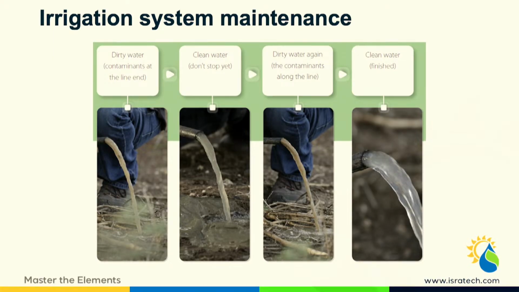This is the step-by-step what we have to do to flush our laterals. First of all, the dirty water will come out of the lateral, and we have to stop once we see clean water. Okay, just be careful at this point, because some more debris can come out, dirty water again, the contaminants along the line. So this is why we cannot open all the laterals at the same time. We have to open by sets, by small sets. And afterwards, we are going to have clean water. And therefore, we can close our lines again.